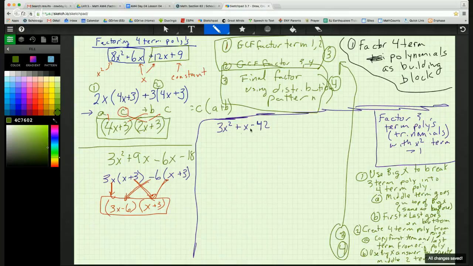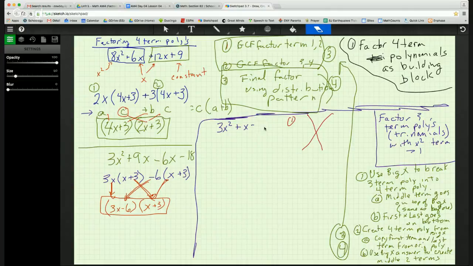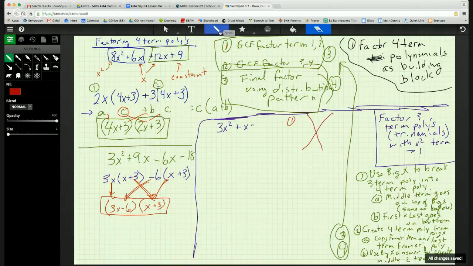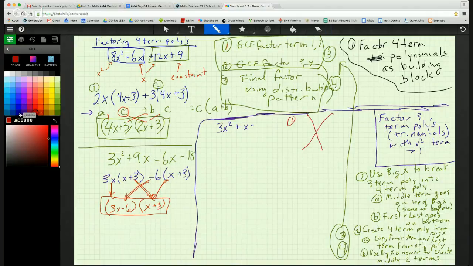So step 1 says big X. So let's use the big X. Now, sorry, let me just erase this really quick. I screwed up here. This number is a 14. That's a 14. Okay, so let's do this one.